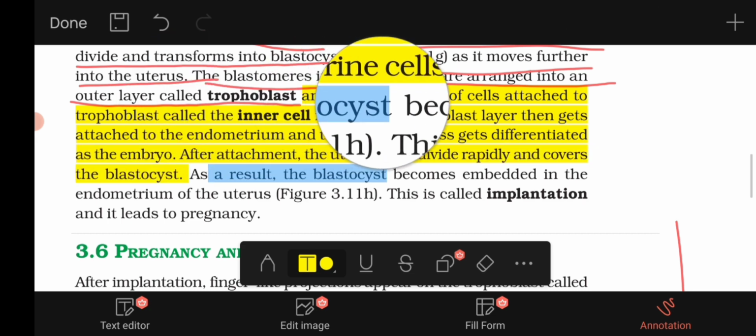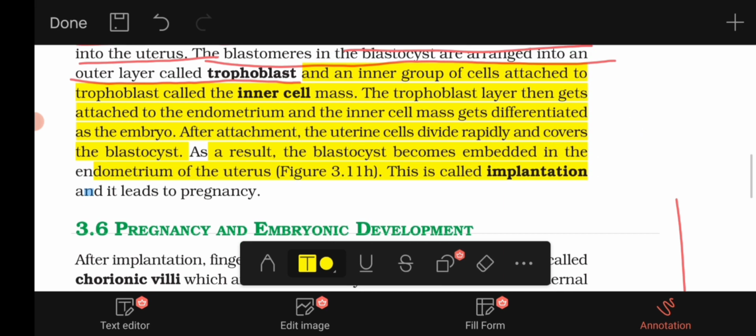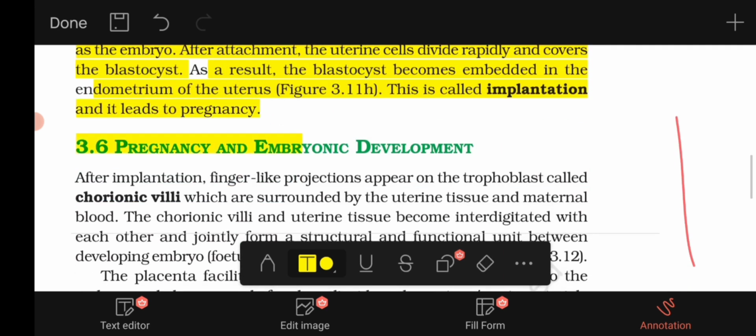After attachment, the uterine cells divide rapidly and cover the blastocyst. As a result, the blastocyst becomes embedded in the endometrium of the uterus. This is called implantation, which leads to pregnancy. Pregnancy and embryonic development.